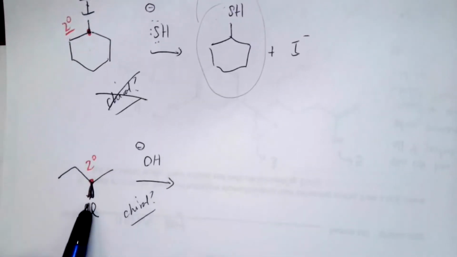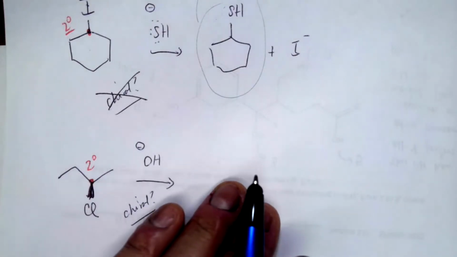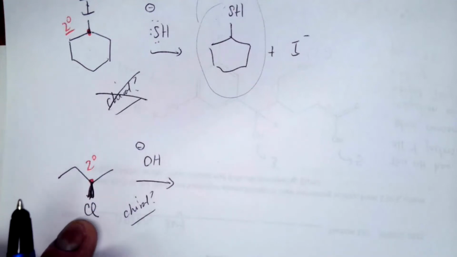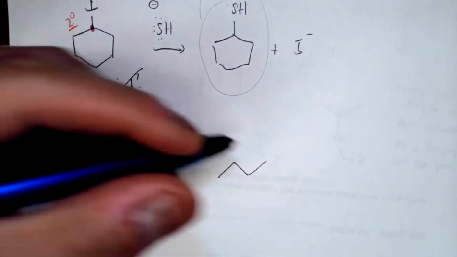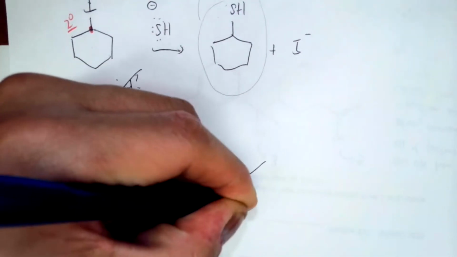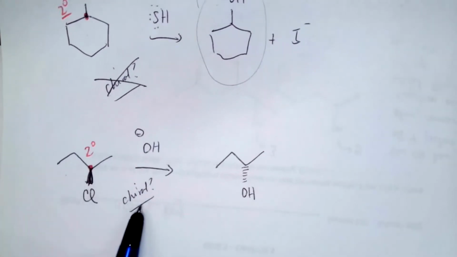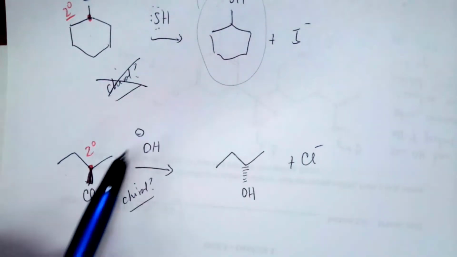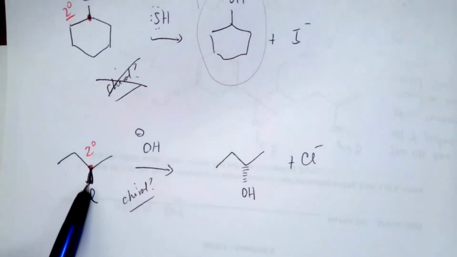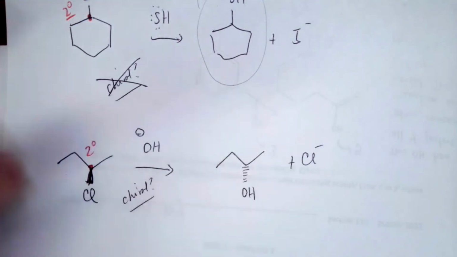Yes, it is chiral. If it's chiral, that means you have to produce a compound that has the opposite configuration. So if the leaving group is on a wedge, that means the nucleophile is going to be on a dash. The OH comes in and the chlorine, of course, comes out. Chloride out, OH in. This one used to be a wedge, so the product is going to be a dash. Full inversion.